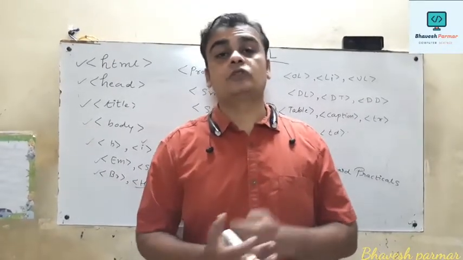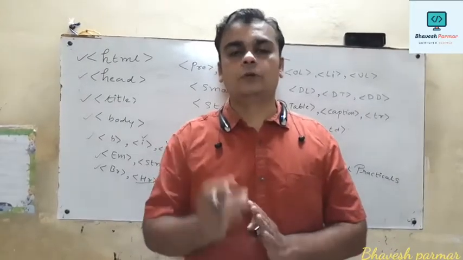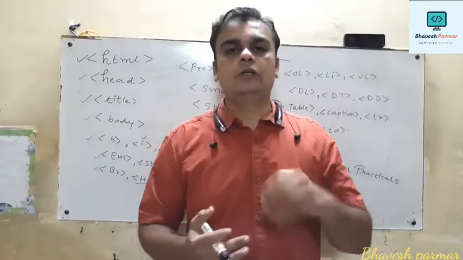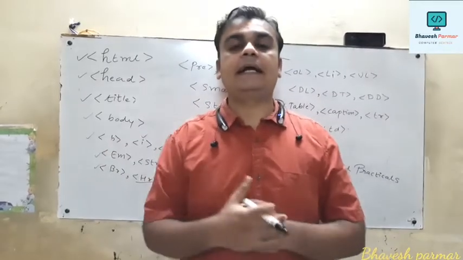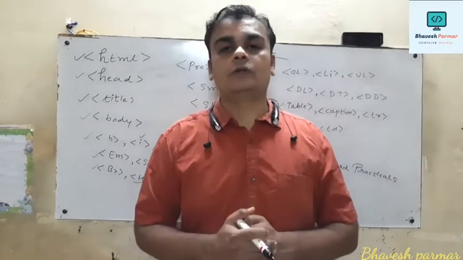So there is no restriction, so the user can use multiple HR tags in a program. So it will draw so many horizontal lines. So we can also use HR tag attributes to provide more attractiveness to that horizontal line.